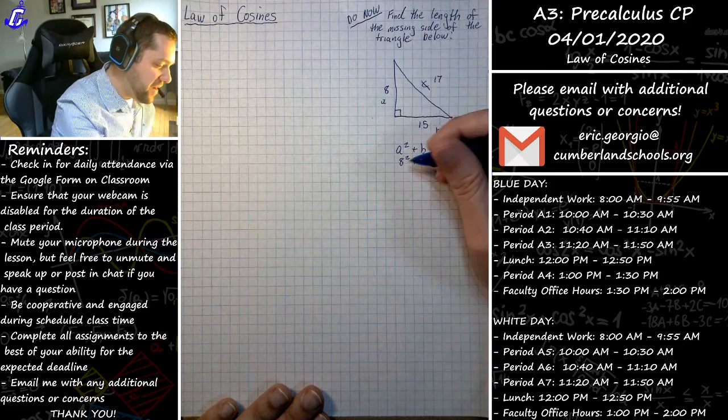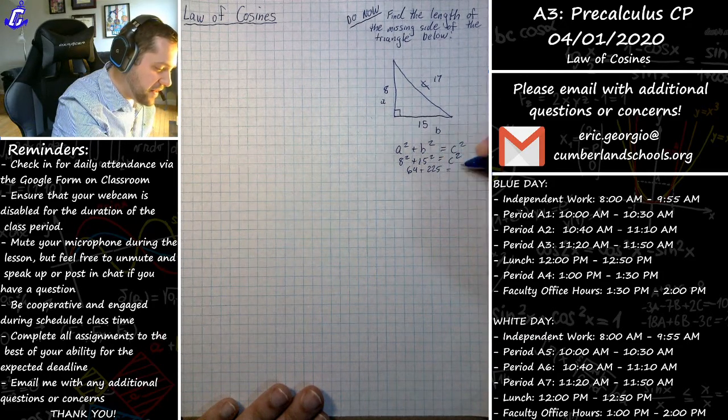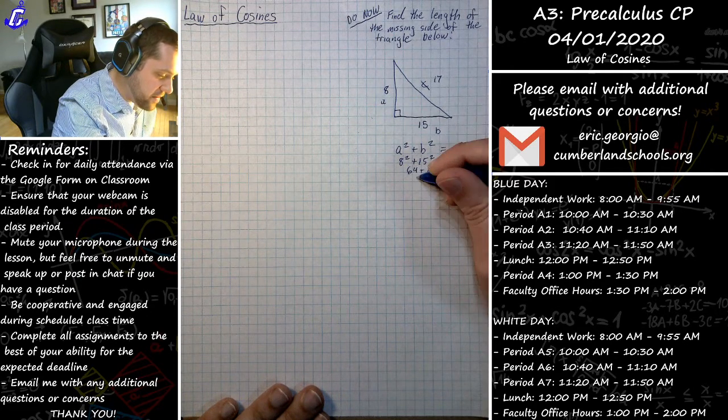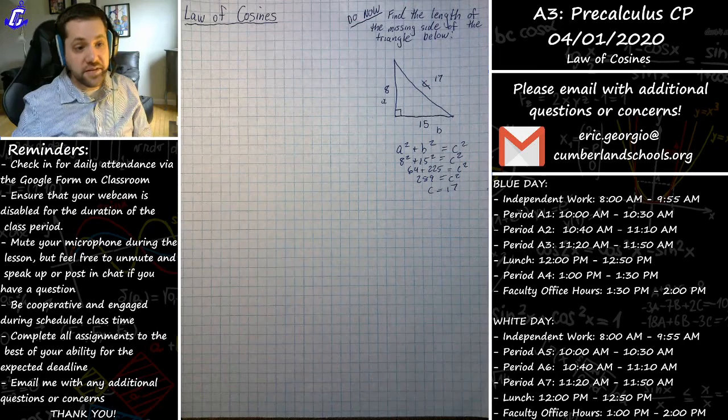This would be 17, right? You would do 8 squared plus 15 squared is equal to c squared. And then you'd solve from there, right? You'd say 8 squared is 64, 15 squared is 225, and that's equal to c squared. And so you add those together, you're going to get what? This is 289 is equal to c squared, and so c is 17. Okay? Make sense to everybody?